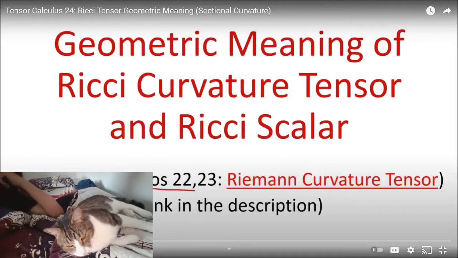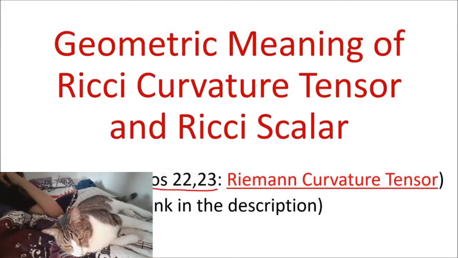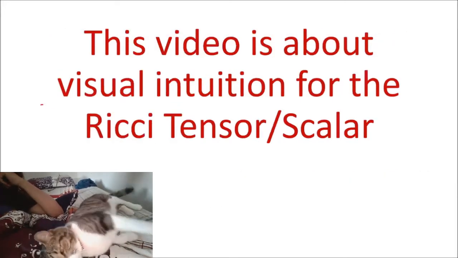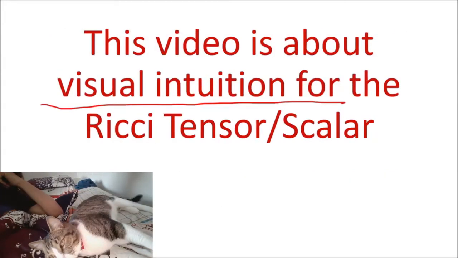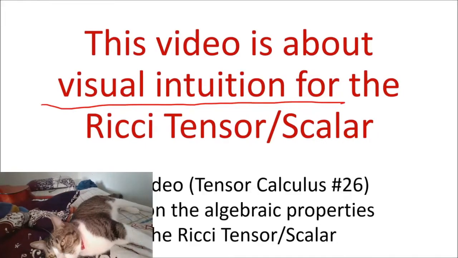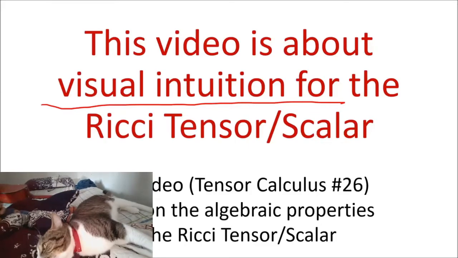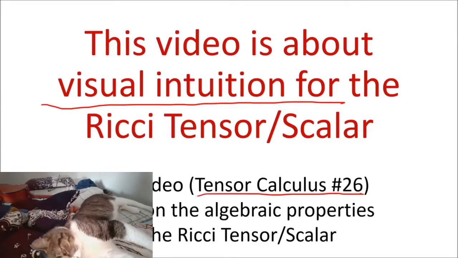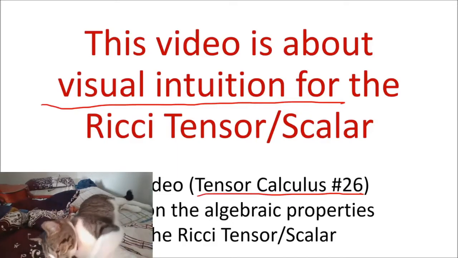Videos 22 and 23, so check the description for links to those videos if you haven't seen them. This video is about being able to get a visual intuition for what the Ricci tensor means. I'm going to cover the more algebraic mathematical properties of the Ricci tensor in a later video, Tensor Calculus number 26, so you can watch that video as well if you want to learn more.